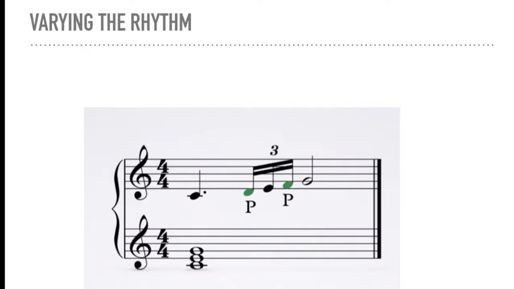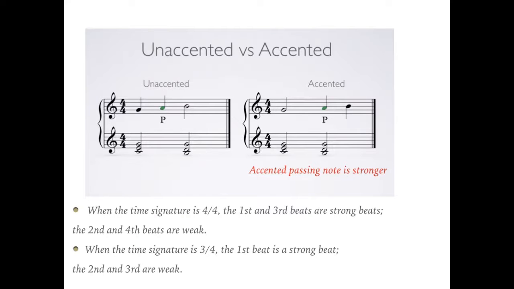Next one, unaccented and accented passing notes. What is the difference? You know what is accent, right? Accent is when you play a note a little bit harder, right? So we say this is an accented note, this is not an accented note. First of all, you need to understand what that is. Secondly, here we have an unaccented passing note. Listen to this example.